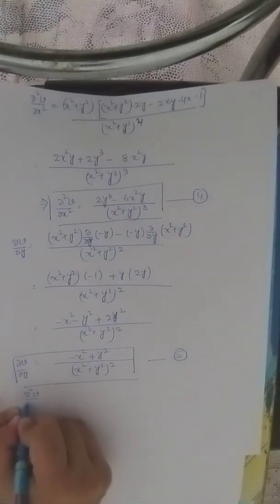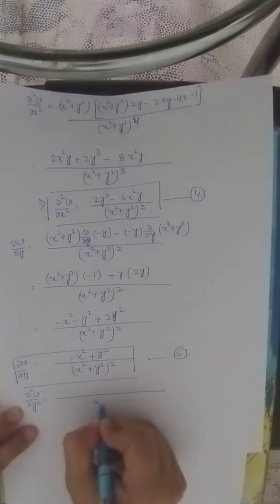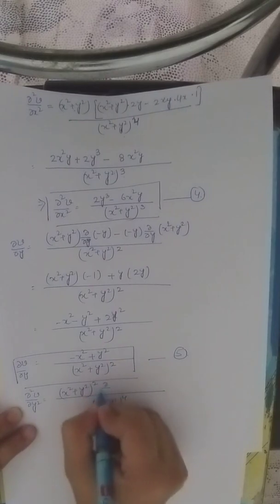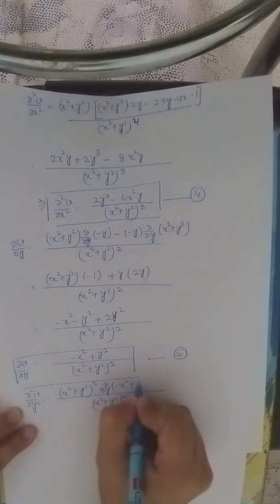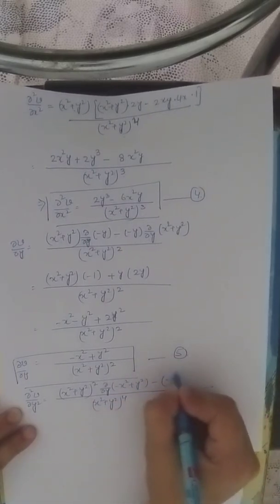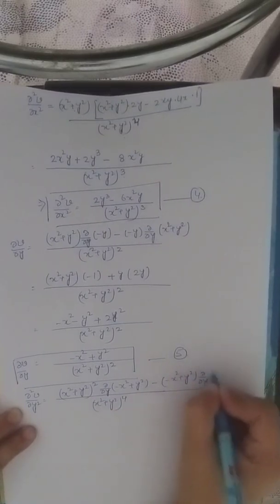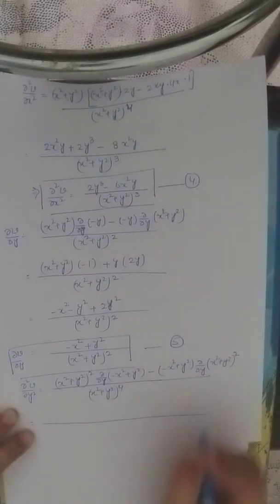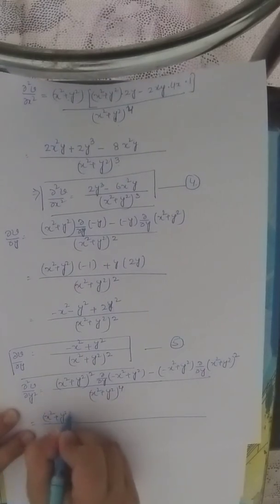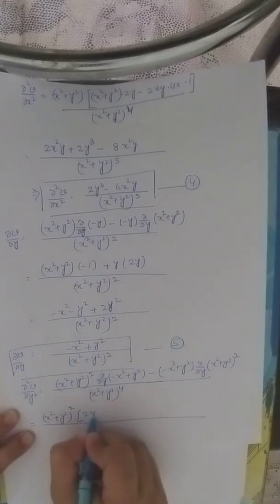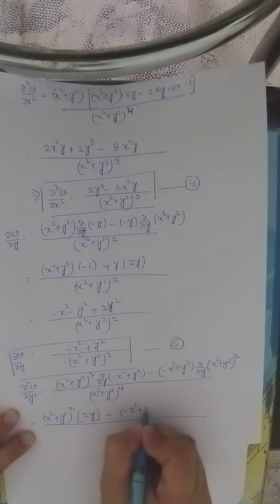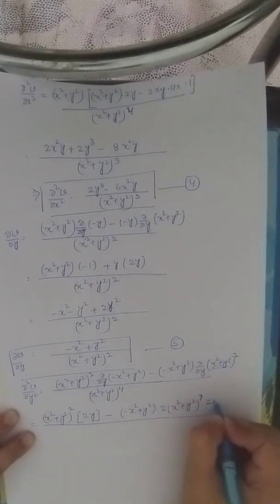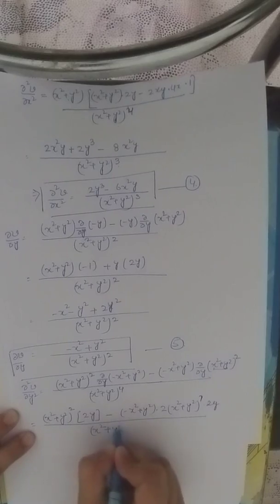Now ∂²v/∂y², this is equal to denominator whole square, that is power 4, denominator as it is, partial derivative with respect to y of numerator, that is minus x square plus y square minus numerator as it is into partial derivative with respect to y of denominator, that is x square plus y square whole square, or it is equal to x square plus y square whole square, its partial derivative with respect to y, 2y minus x square plus y square into 2 x square plus y square power 1 into its partial derivative with respect to y, 2y divided by x square plus y square whole power 4.